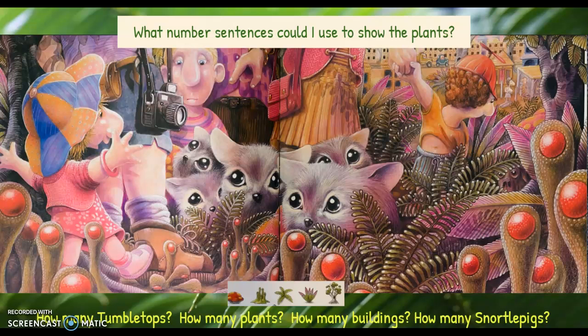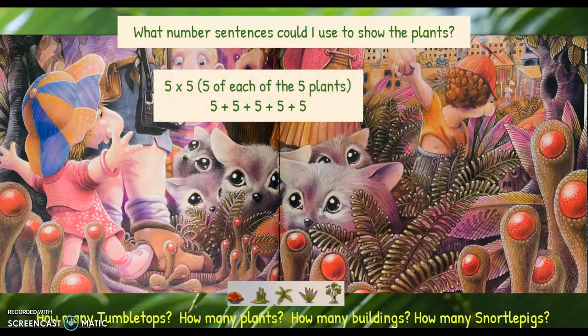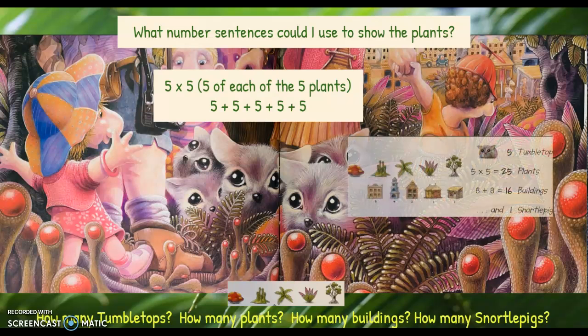What number sentences might you use to show the number of plants? You're right. We moved from 5 plants, and in our pattern so far, we've used multiplication and repeated addition, and we've noticed that the number of plants is the same as the quantity of each plant. So 5 times 5, or I could add 5 times. Here's the other picture that shows what's happening in the story. Did anyone find that snorkel pig?